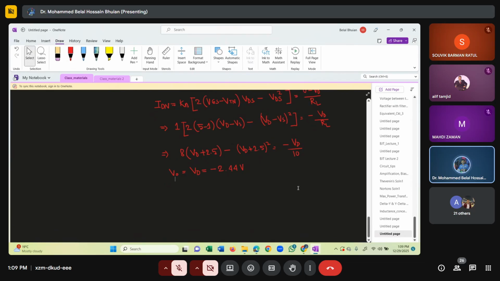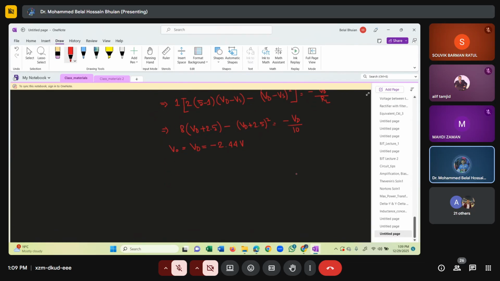Again, let's see what the input was. The input was Vi equals 2.5, V0 is equal to minus 2.44 volt. So that is our case 2. So that's case 3.